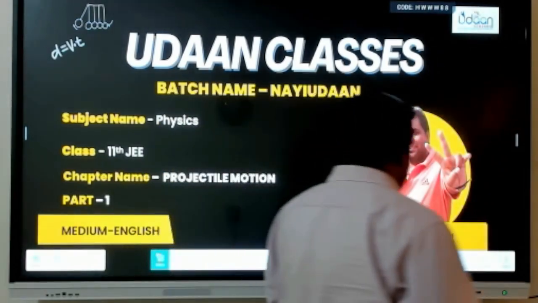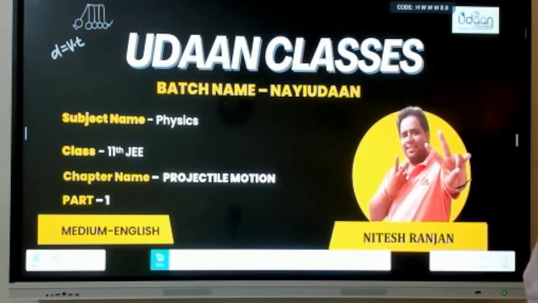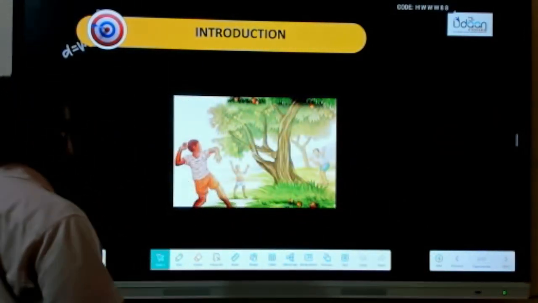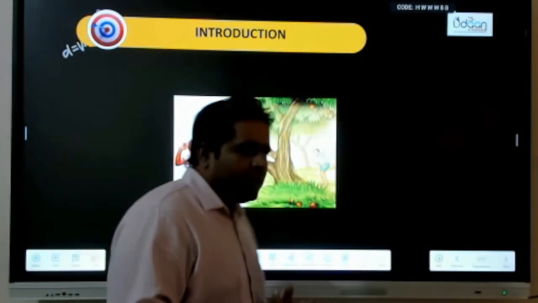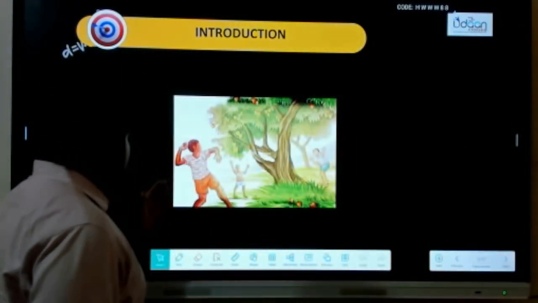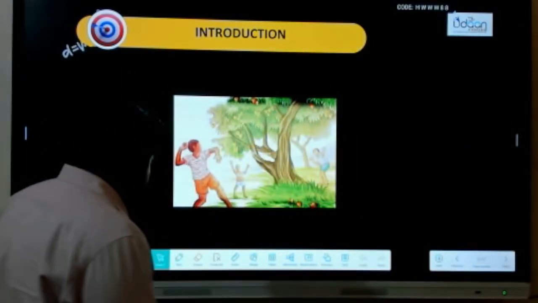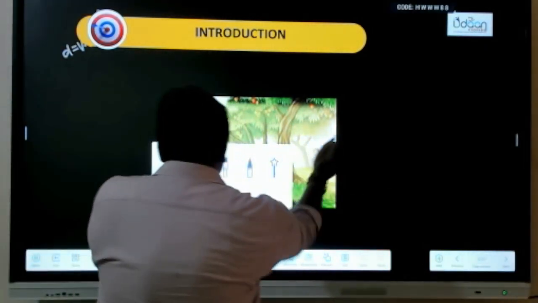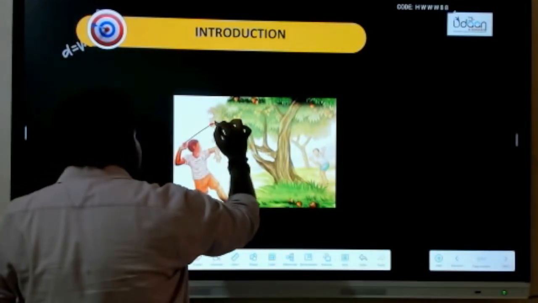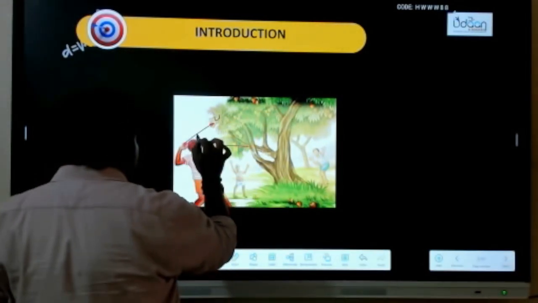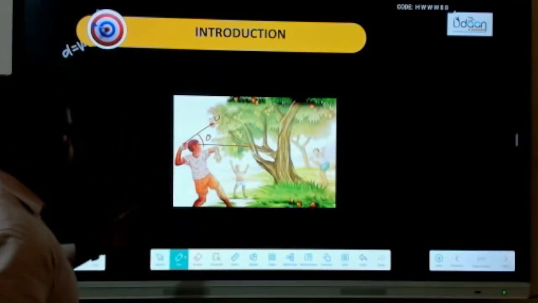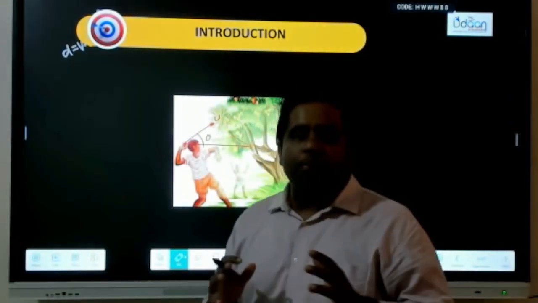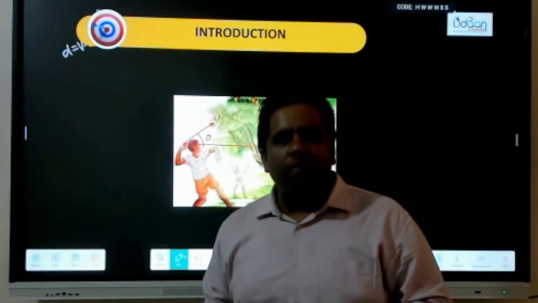Here we are going to start with projectile motion, and first of all I would like to let you know about the actual pattern of projectile motion. Whenever a person projects an object with some velocity like this, it will be projected at some angle theta. So intentionally or unintentionally, this person is making a projectile motion. I hope you have understood my point.